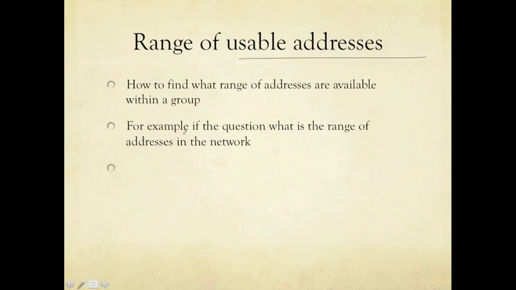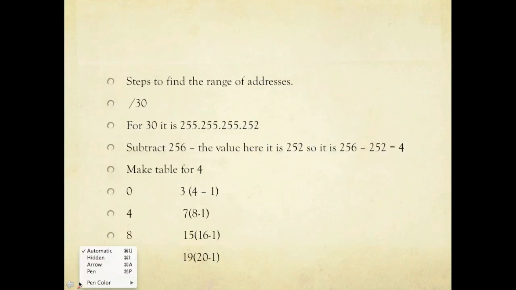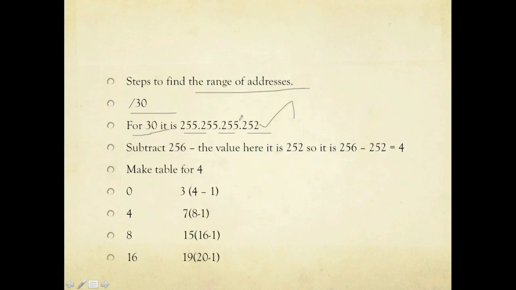Okay, so how do we find the range of usable addresses within the network? Take for example the mask slash 29. These are the steps to find the range of addresses. For slash 30, the mask is 255.255.255.252. Now you subtract the value given from 256, so 256 minus 252 gives you 4, right?